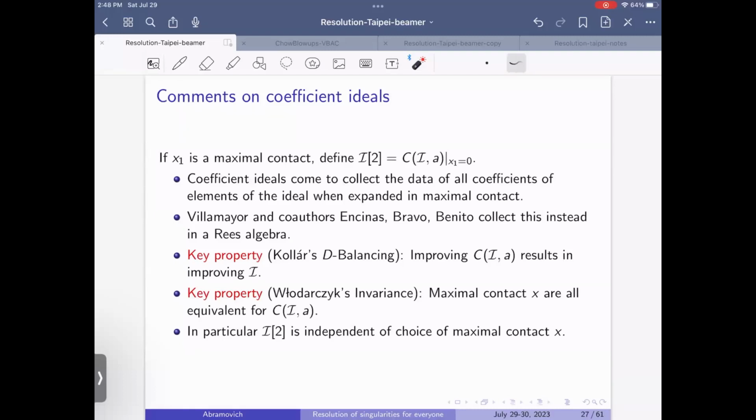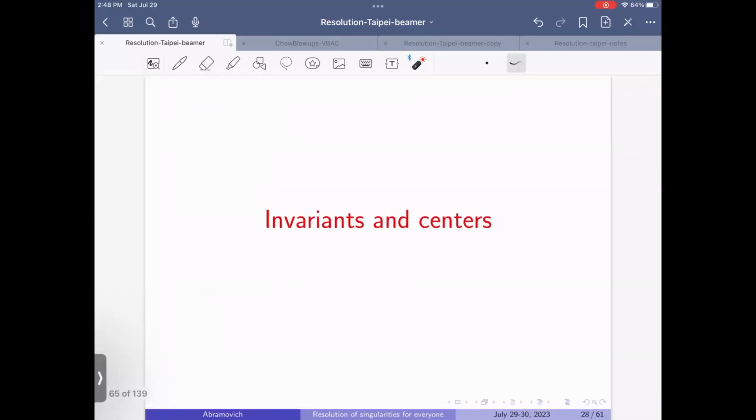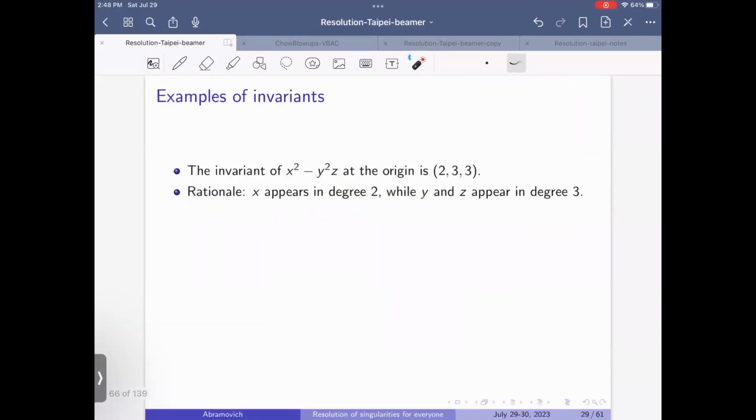So these are just some comments. And now, Evgeny wanted to know how to choose the invariant, how to choose the center. So hopefully not just Evgeny. Now I'm telling you how to define the invariants. First, I'll give you examples. The invariant of this at the origin is 2, 3, 3, and the rationale is that X appears in degree 2, while Y and Z appear in degree 3. So that's an easy case.